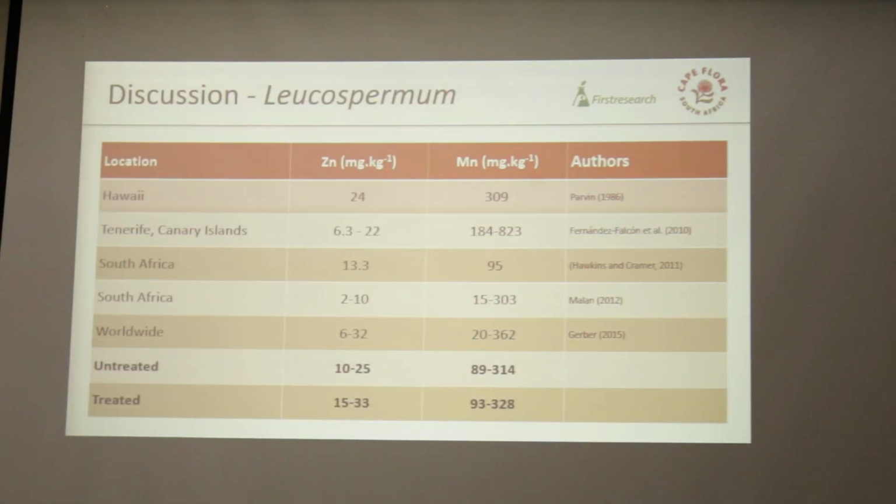Obviously, paying double for something where you get similar uptake doesn't really make sense. So then you can just go for the lower cost.